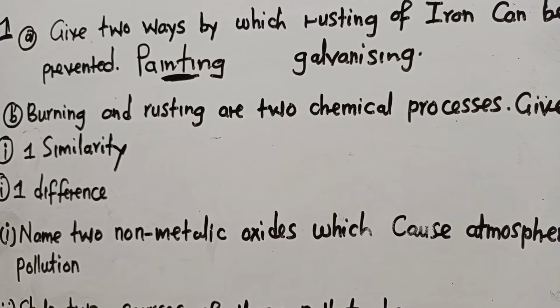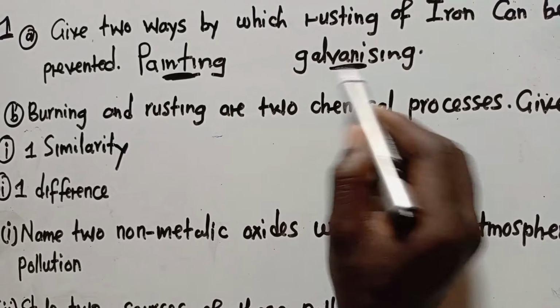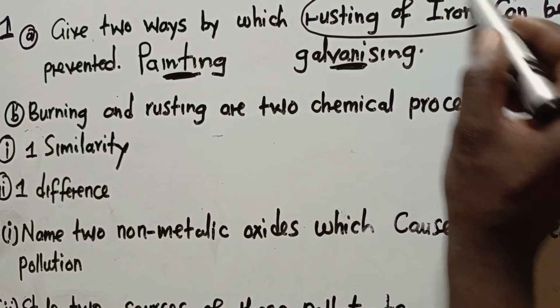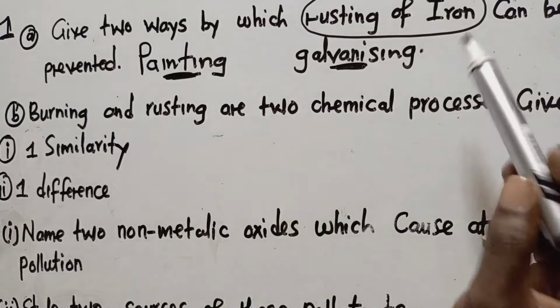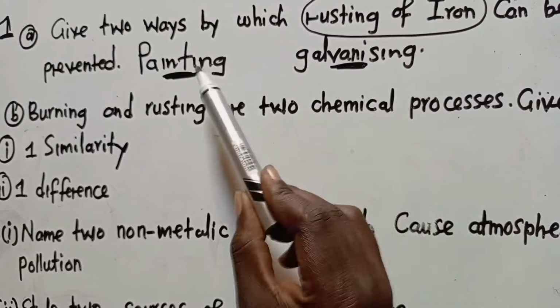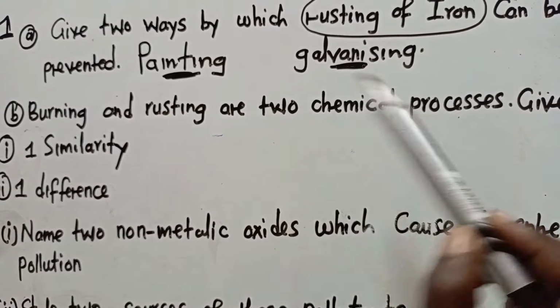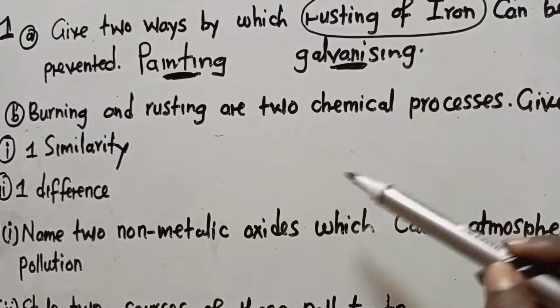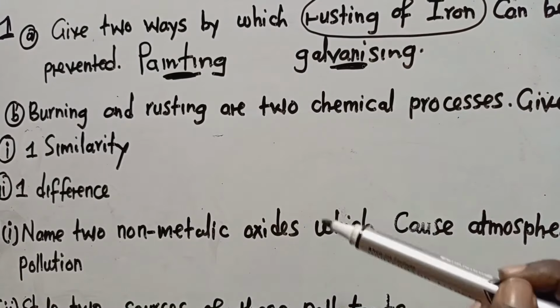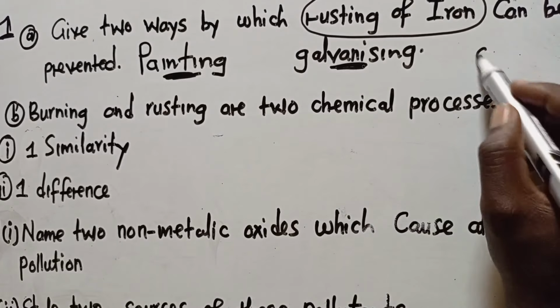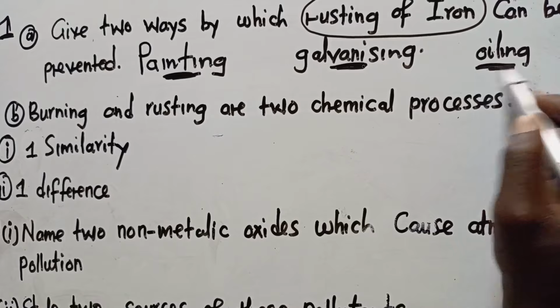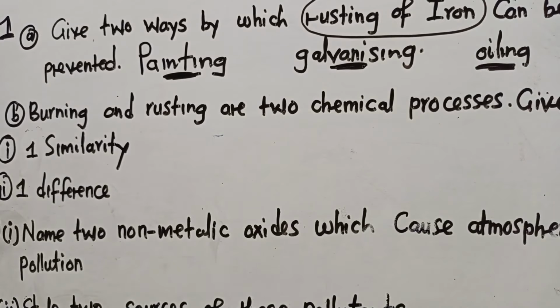So that is what you are supposed to know. These are 2 ways in which we can prevent the rusting of iron. Iron is a metal. So if a question comes in an exam telling you to give 2 ways in which we can prevent the rusting of metals, you can put painting and galvanizing. Also, by applying oil, you can prevent rusting. Some questions tell you corrosion, some tell you rusting. You can put these as the answers.